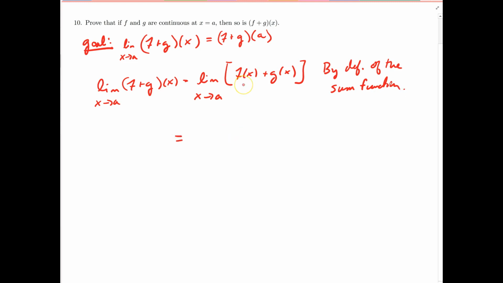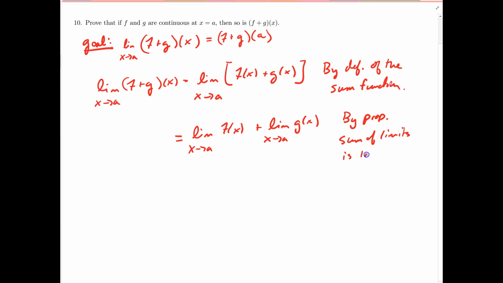Well, we had a property way back in section 2.3 that said this is equal to the limit as x approaches a of f of x plus the limit as x approaches a of g of x. Which limit property was this? Well, this was the property that said the sum of the limits is the limit of the sums, or the limit of the sum. Okay, so this was a property we had. We said that limits distribute over the operation of addition.